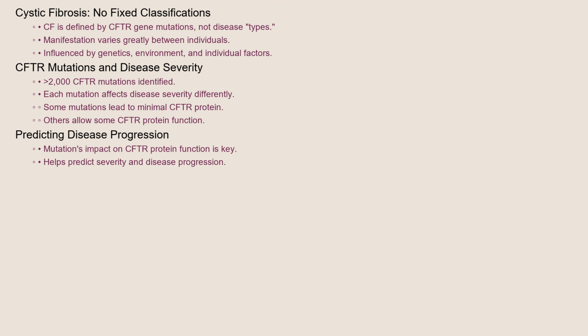While cystic fibrosis is primarily classified by the underlying genetic mutation in the CFTR gene, there are no specific classifications or types of the disease itself. The disease manifests differently in each individual, influenced by specific genetic mutations, environmental factors, and other individual characteristics. Over 2,000 different mutations in the CFTR gene have been identified, each potentially leading to varying degrees of disease severity. Some mutations result in minimal or no CFTR protein production, while others allow for some protein function. The specific mutation and its resulting effect on CFTR protein function are crucial in predicting the severity and progression of the disease.